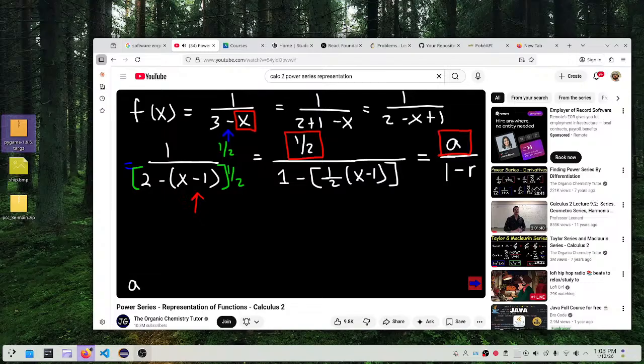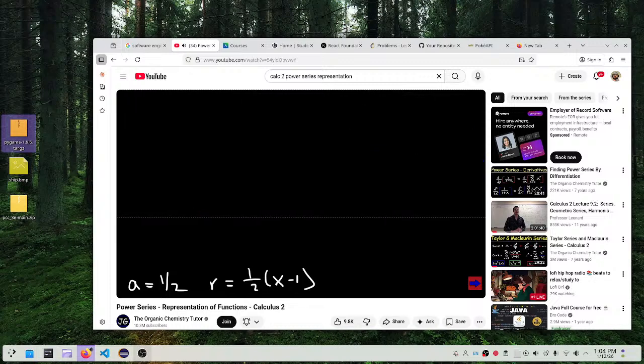So let's write that down. And what is the common ratio in this example? The common ratio r is 1/2 times x minus 1. So now that we have that, let's get rid of this. And let's determine the interval of convergence first. So let's start with this expression.